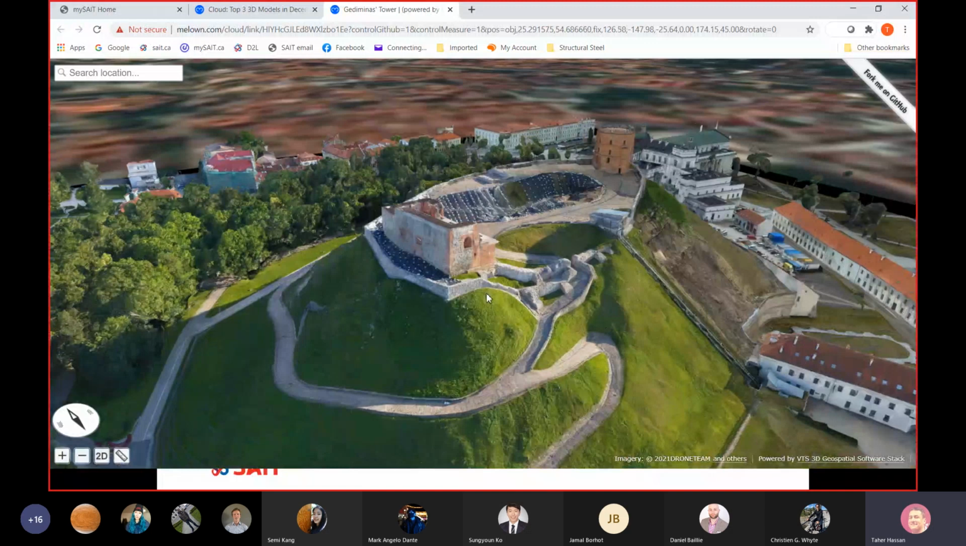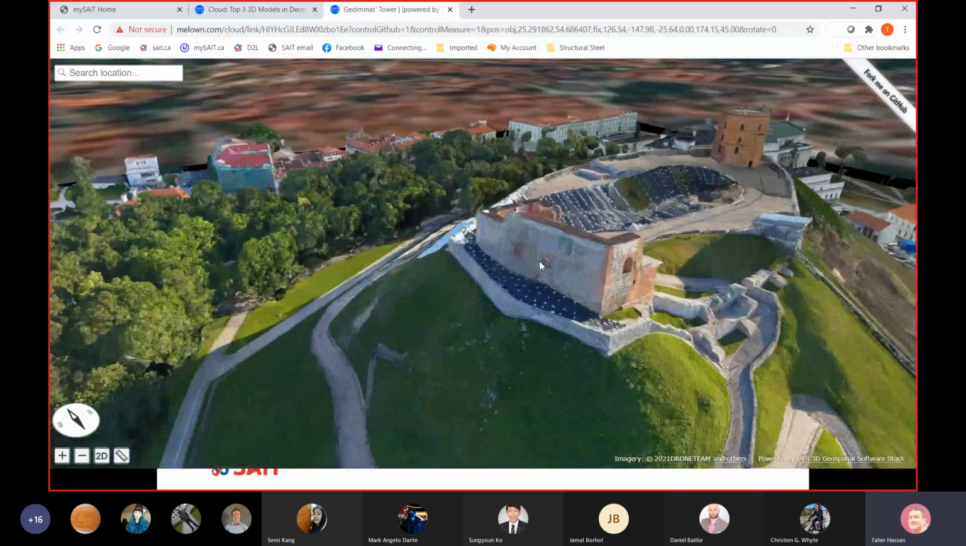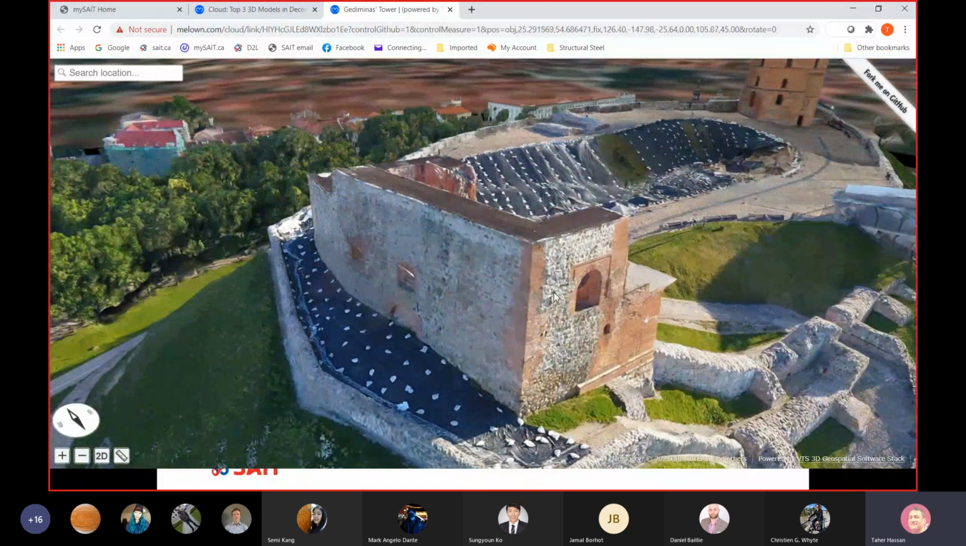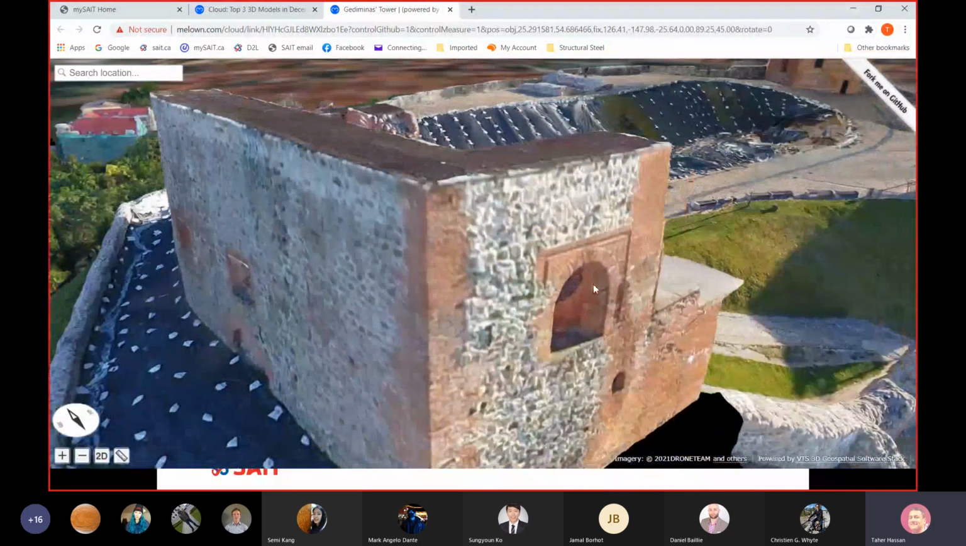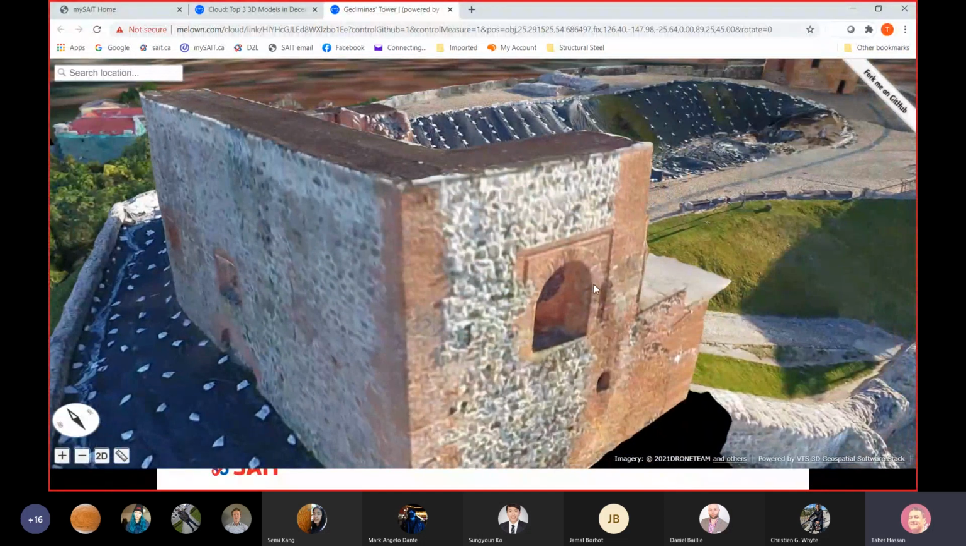On top of that, you get color information. Look at the color. Here we get all the details of the color information. You can see the bricks, and get all the texture and color information. This is something you don't get with your total station or GPS.